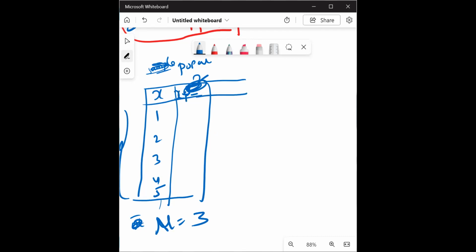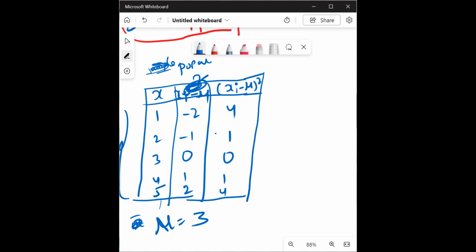xi minus mean. So xi minus mean in the sense 1 minus 3, it's a minus 2. And 2 minus 3, it's a minus 1. And 3 minus 3, it's a 0. 4 minus 3, it's a 1. 5 minus 3, it's a 2, right? And I can apply the square term, xi minus mean whole square. Okay. So minus 2 whole square 4, 1 square 1, 0 square 0, 1 square 1, and 2 square 4. Okay.